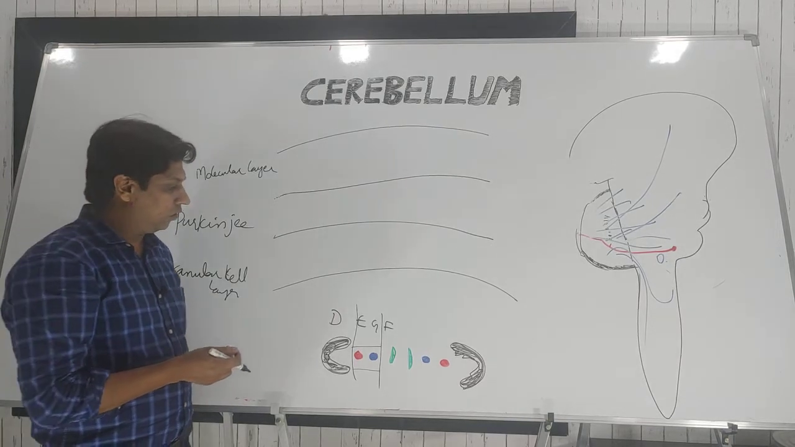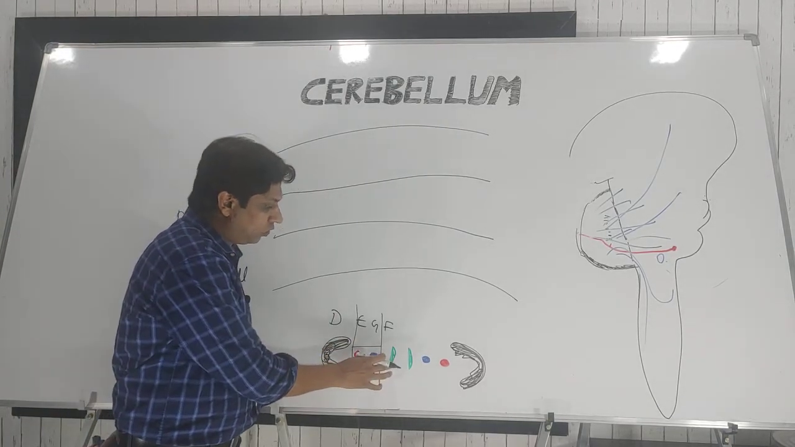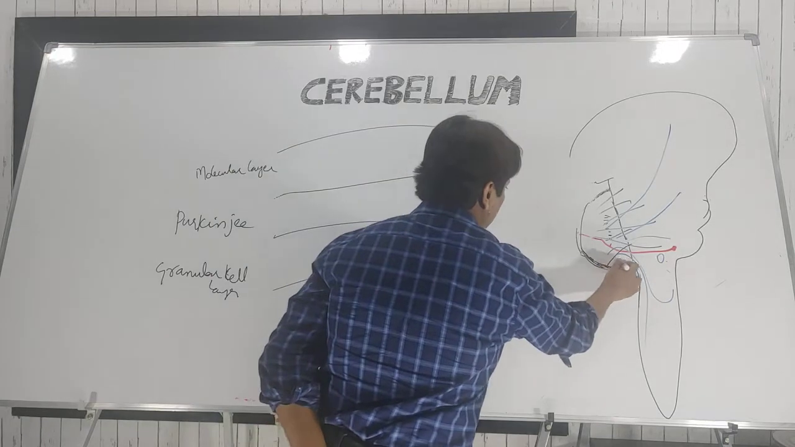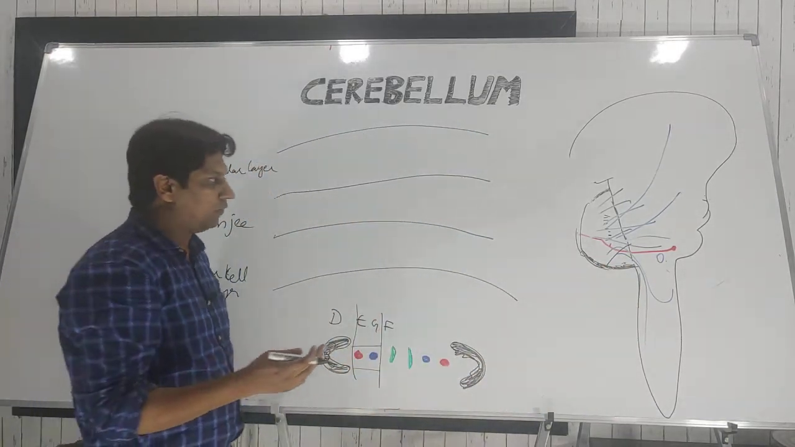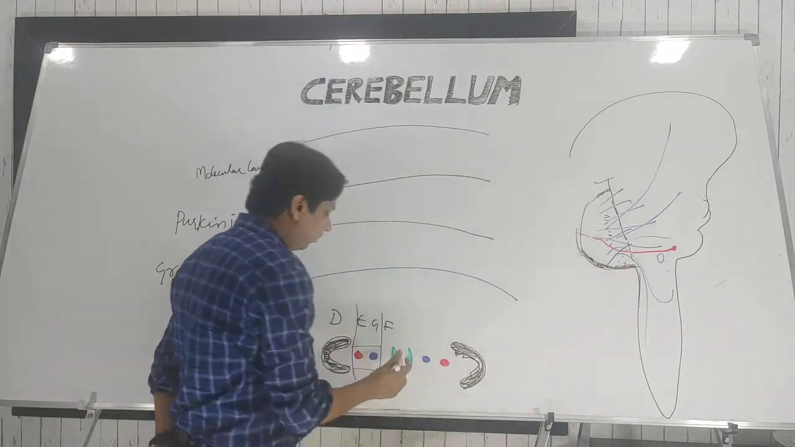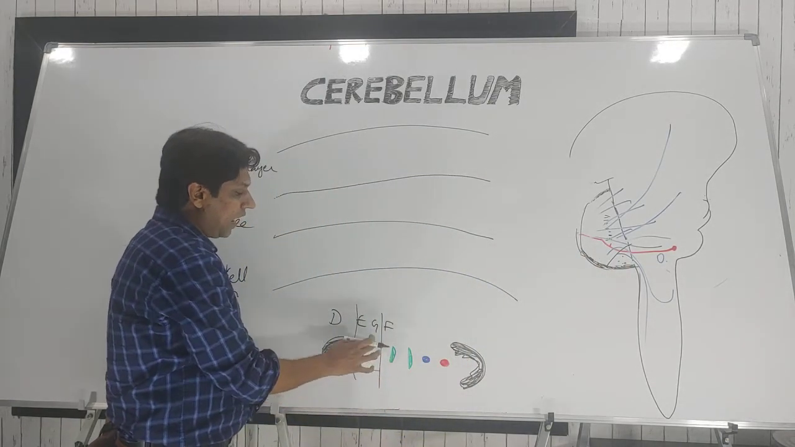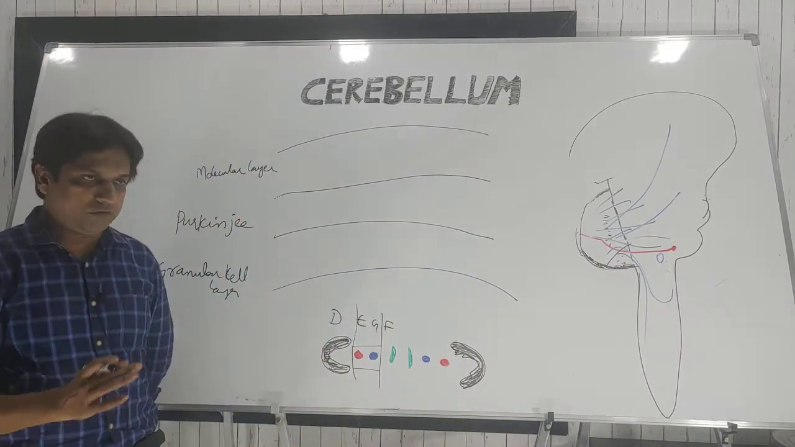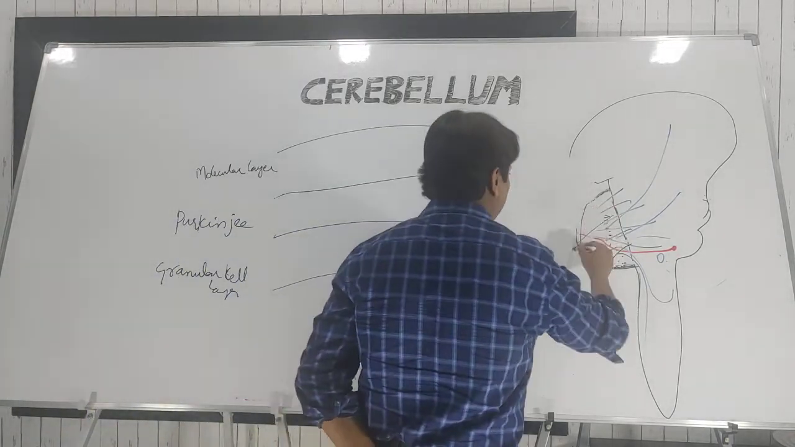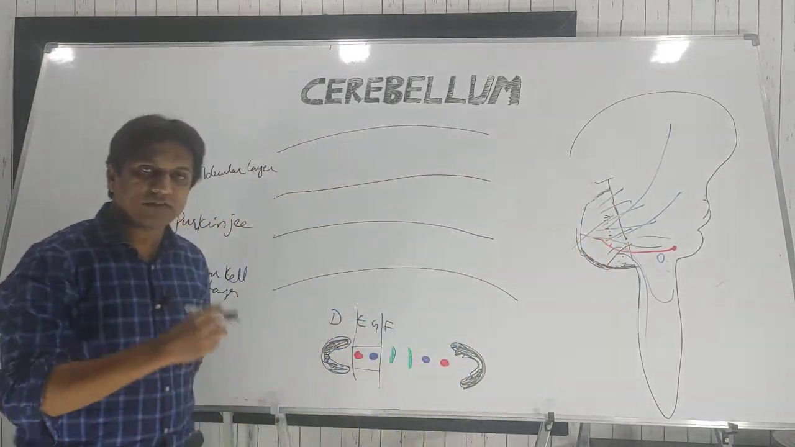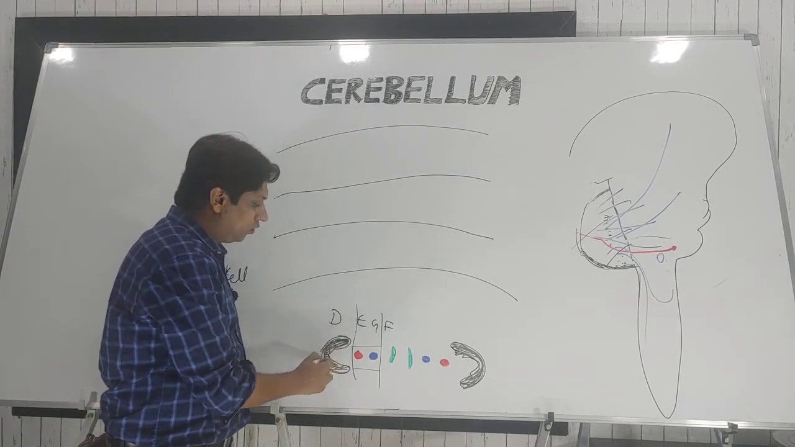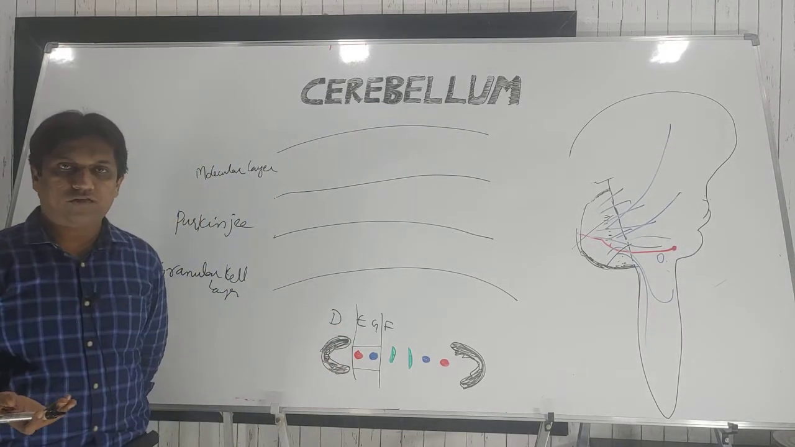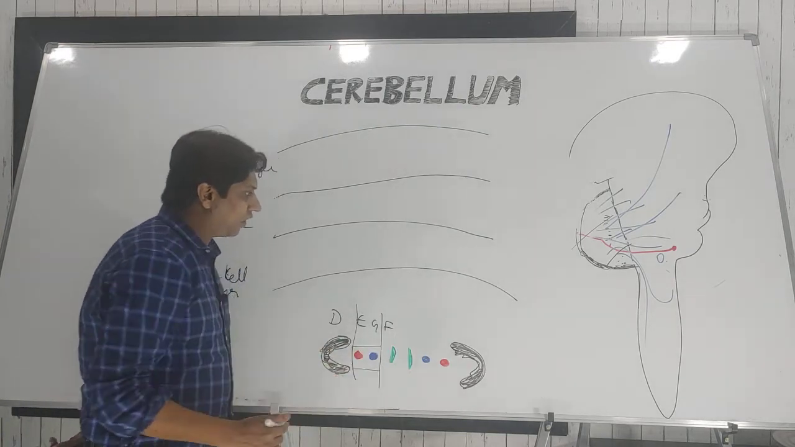The fastigial nucleus is usually related to the flocculonodular lobe. In the last class we discussed the various lobes of the cerebellum. So the fastigial nuclei are related to the flocculonodular lobe, whereas the emboliform and globose nuclei are related to the spinocerebellum, that is the vermis and the paravermal area, and the dentate nucleus is related to the neocerebellum, the cerebellar hemisphere. Okay, so these are the deep cerebellar nuclei.